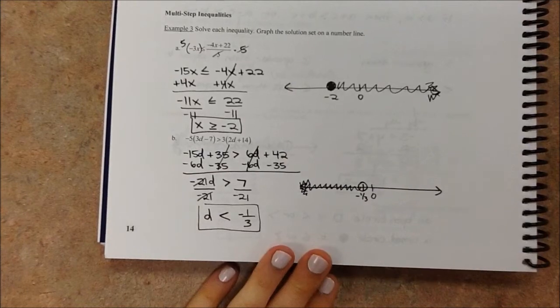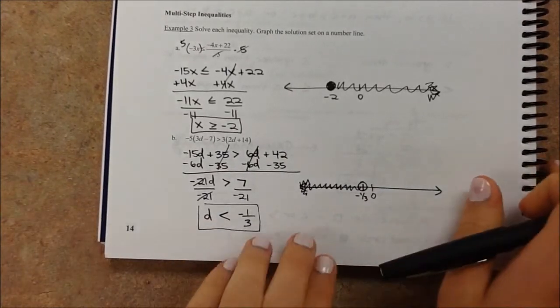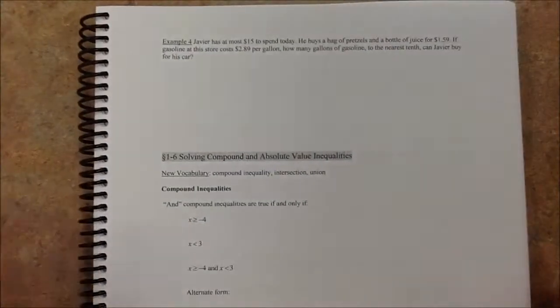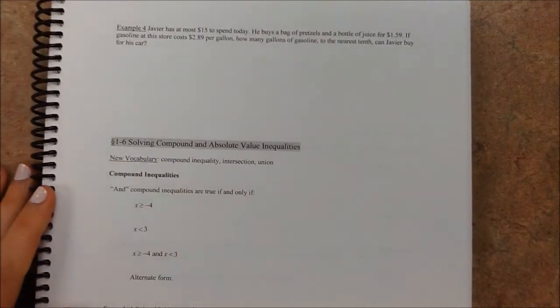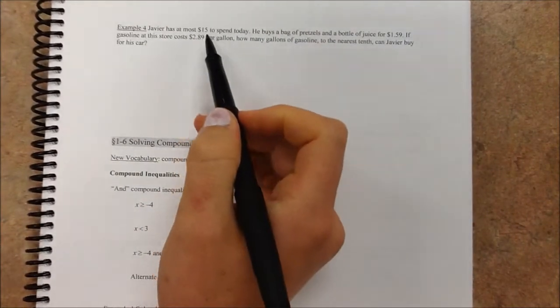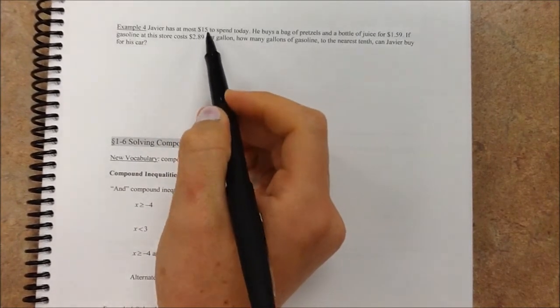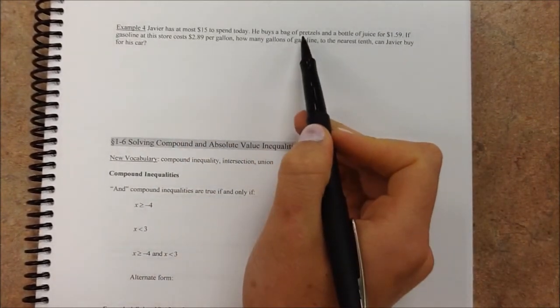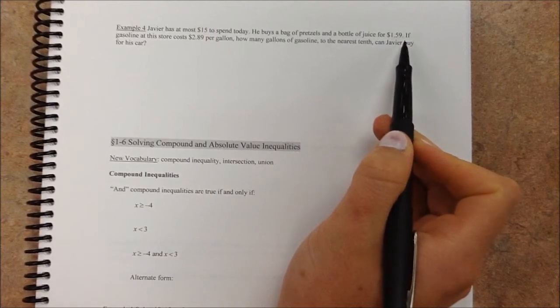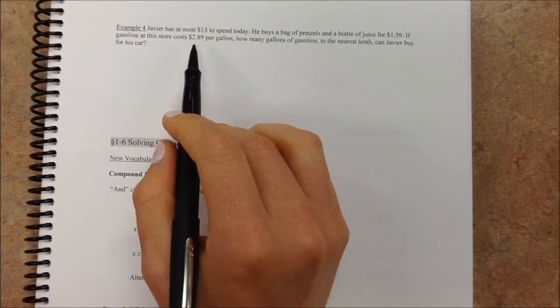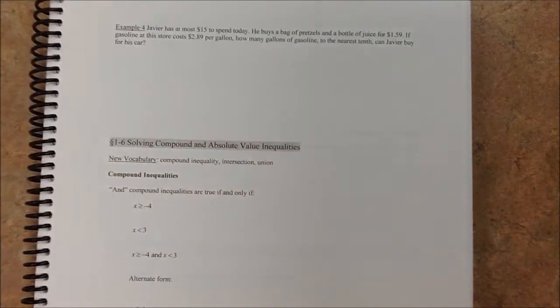Okay, so that's the second part of example 3. We've got one more example. This one's kind of an application problem. So Javier has $15 to spend today. So at most $15. That kind of starts to sound like an inequality problem. He buys a bag of pretzels and a bottle of juice for $1.59. If gasoline costs $2.89, how many gallons can Javier buy?